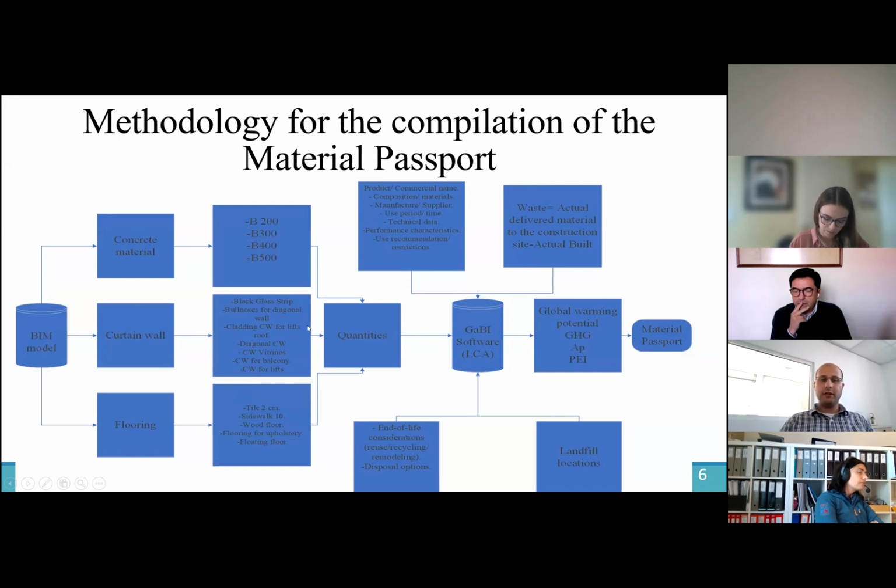We extracted all the quantities from the BIM model. For example, the curtain walls area is around 27,000 square meters, which is a high potential recyclable material because all of it is from steel and aluminum. We took all these quantities and used them as an input for the GaBi software.